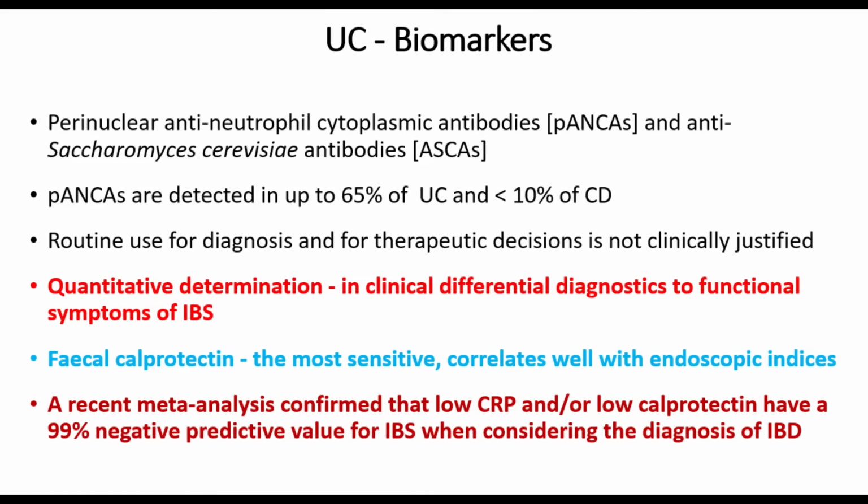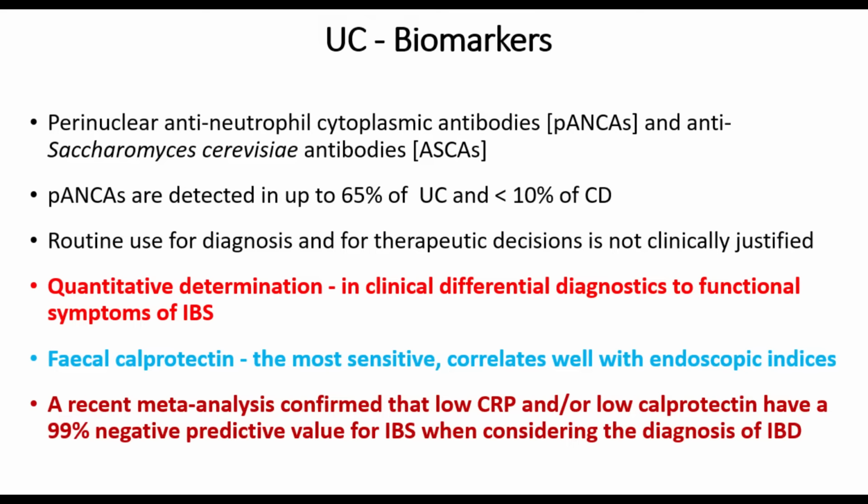So what are the laboratory biomarkers for diagnosis of ulcerative colitis? Perinuclear anti-neutrophil cytoplasmic antibodies, that is pANCA, and anti-Saccharomyces cerevisiae antibody, ASCA. The pANCAs are detected in up to 65% of UC and less than 10% of CD. So high pANCA favors the diagnosis of ulcerative colitis. The routine use for diagnosis and for therapeutic monitoring is not clinically justified. Only in indeterminate cases or when there is a clinical dilemma, they may be useful.